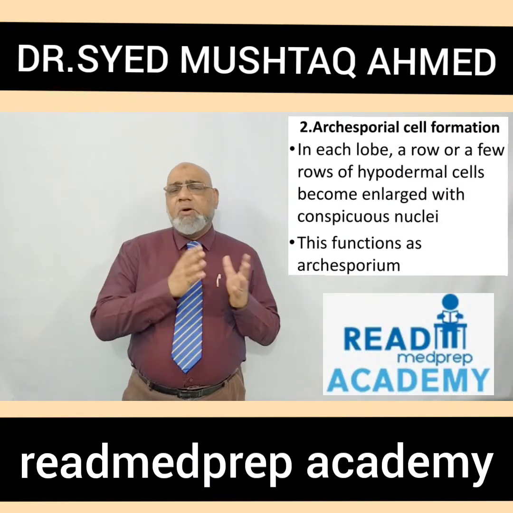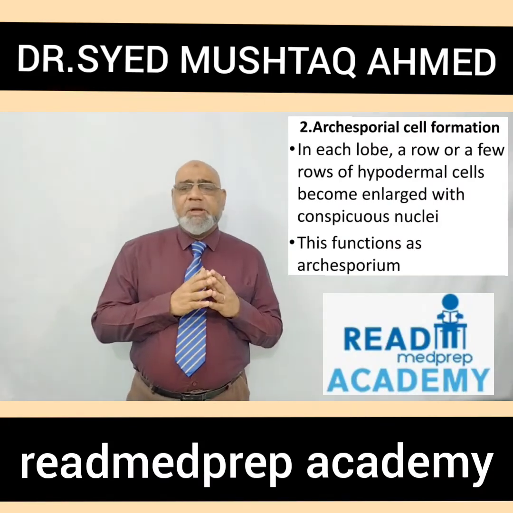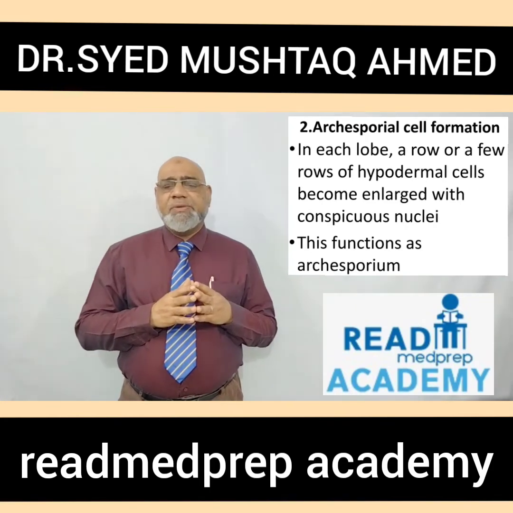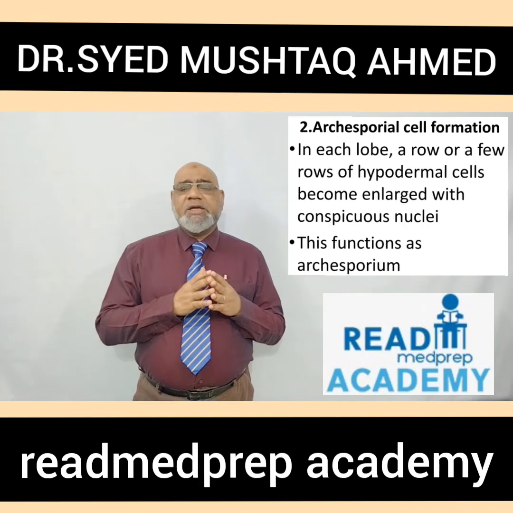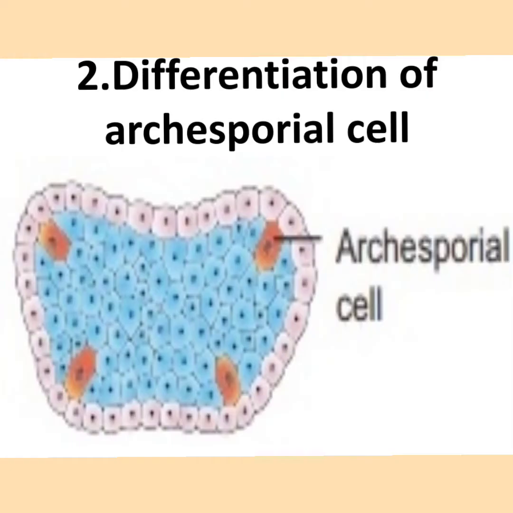In each lobe, a row or a few rows of hypodermal cells below the epidermis become enlarged with conspicuous nuclei. This functions as the Archisporium, and this is the stage of the Archisporial cell formation. Here you can see at the four corners, the Archisporial cell differentiation occurs.